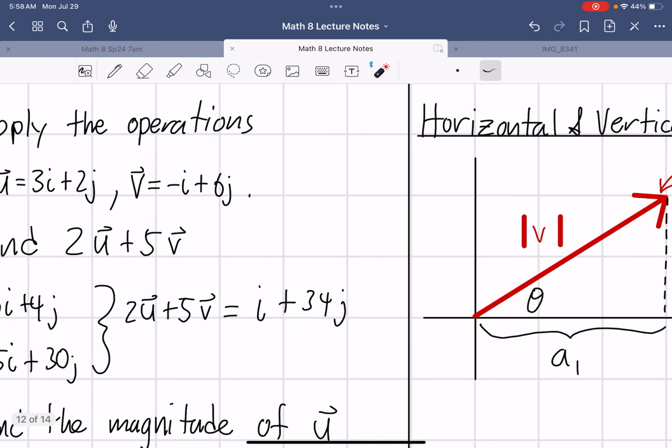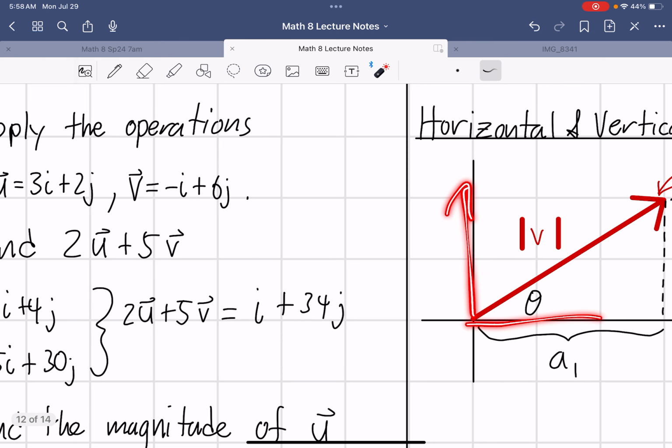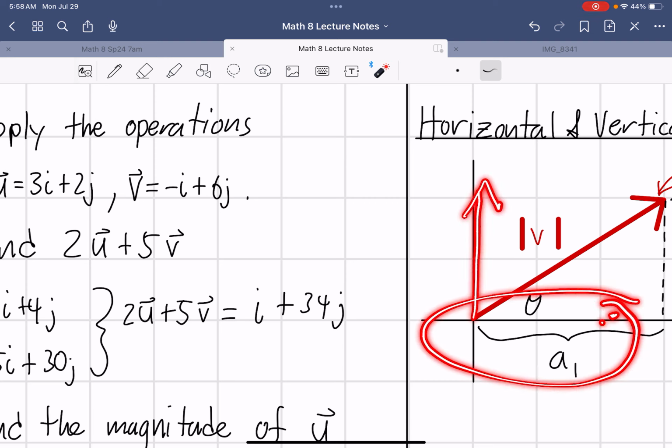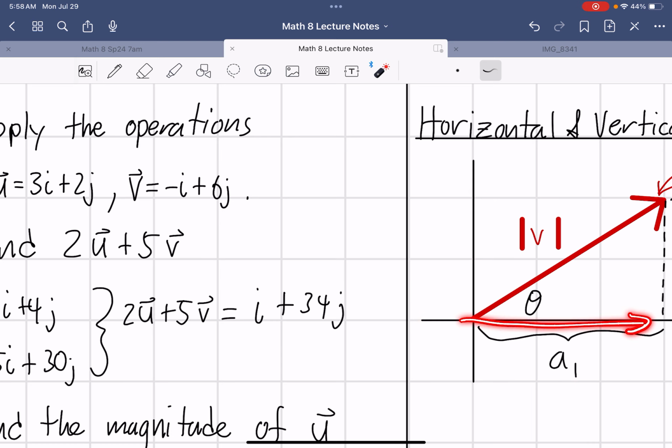Well, if it was a vertical vector or horizontal vector, we would implicitly know particular components of those vectors. We know particular scalars, because if the vector was vertical, then the scalar for x is 0. If it was horizontal, then the scalar for y would be 0.